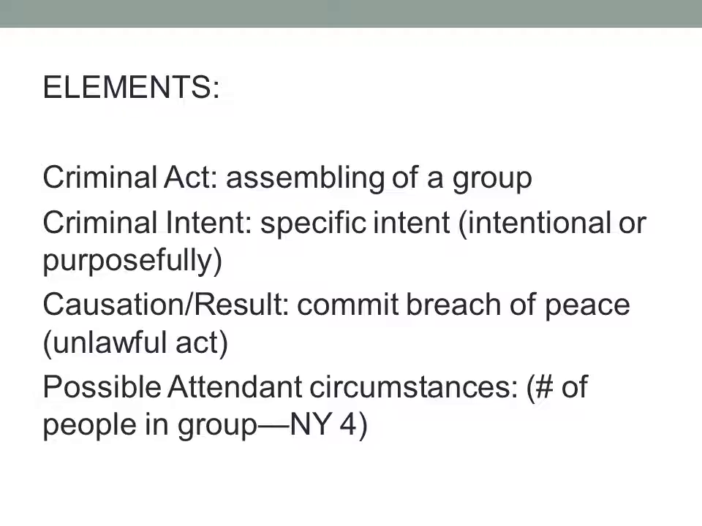Under the common law, that was 3 or more, when 3 or more individuals assembled for an illegal purpose. Then you had the offense of unlawful assembly. That completed the offense. If you had 3 or more people and you assembled for an illegal purpose, it was complete. You didn't need the commission of something else or an additional overt act.